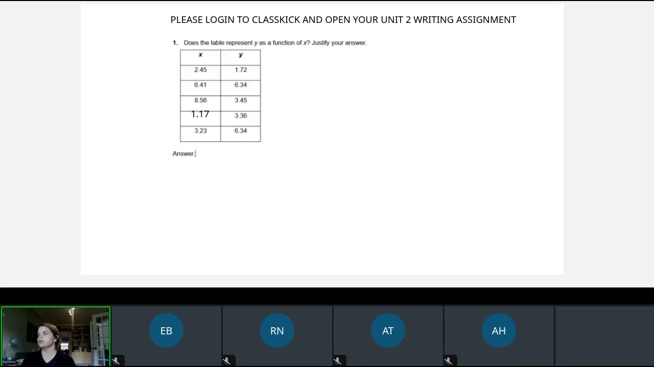So the first question on your Unit 2 writing assignment says, does this table represent y as a function of x? Justify your answer. So before you look at yours, I want you to look at mine that I have on the screen. The first thing I'm going to do is ask myself, okay, how do I know if something's a function?